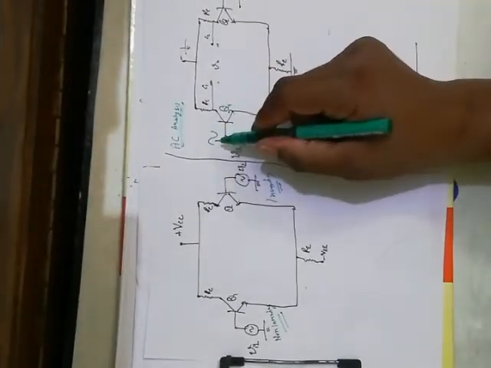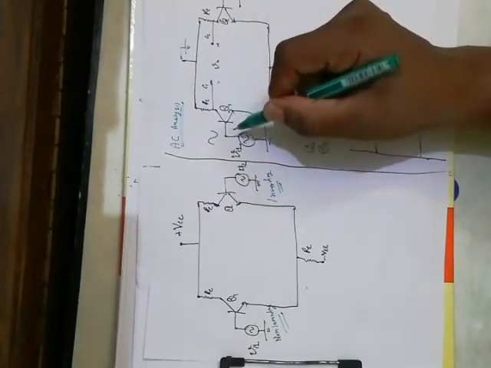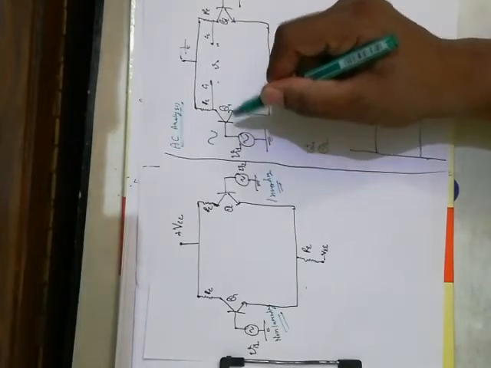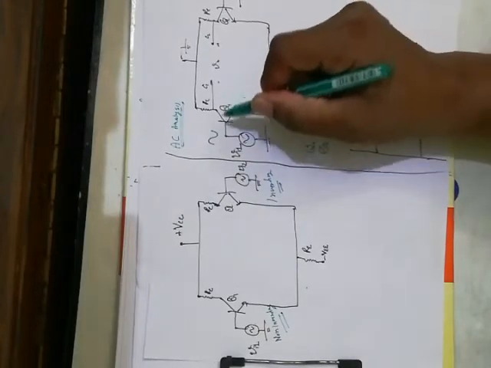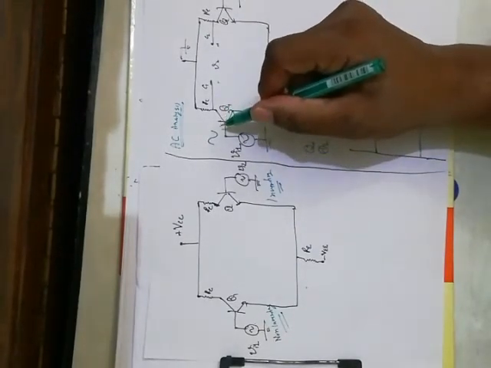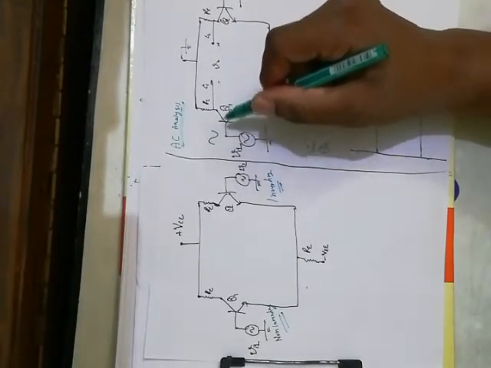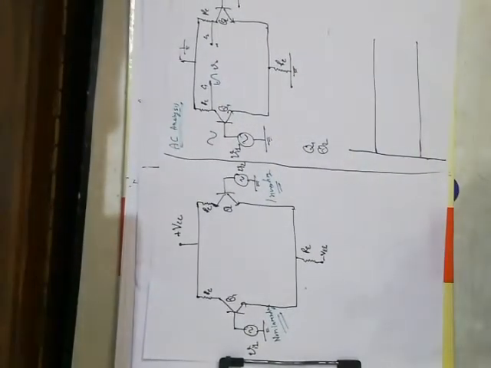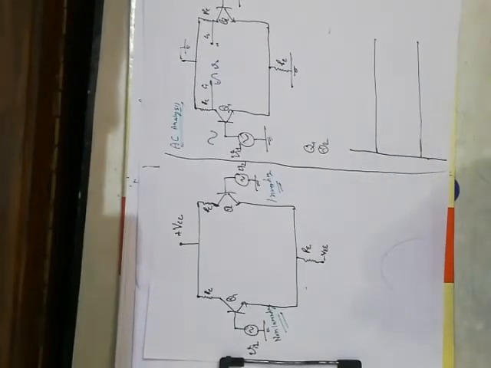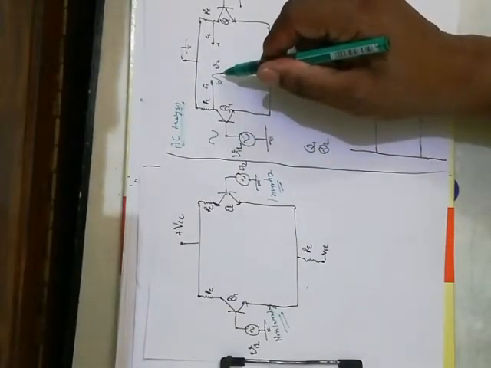Now if I have applied this input here, the input is like this, so we are feeding the base, and we are taking output at the collector, and we know that for a common emitter amplifier there is a phase difference of 180 degrees in the output and input. Now the output is like this.